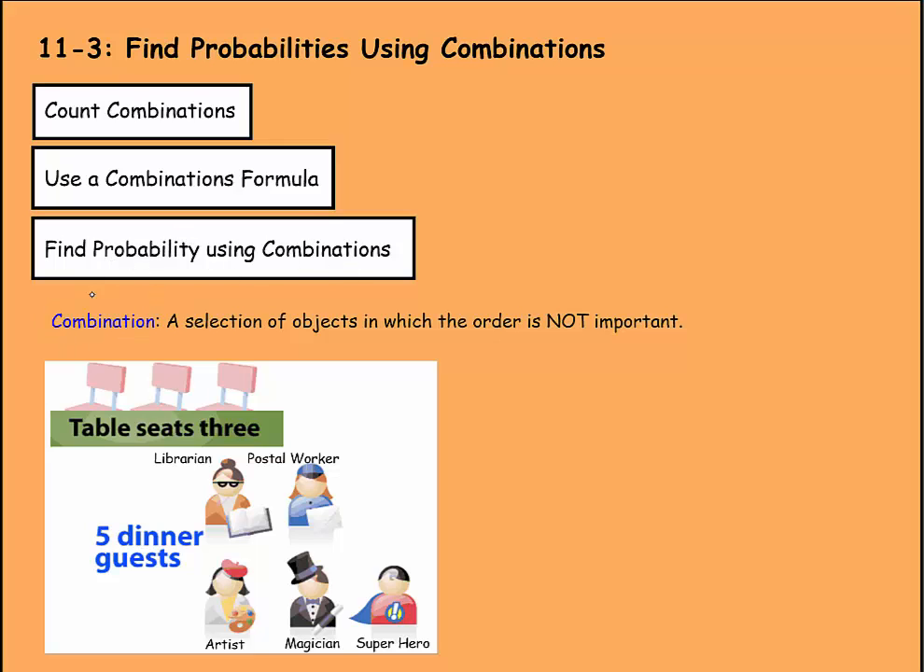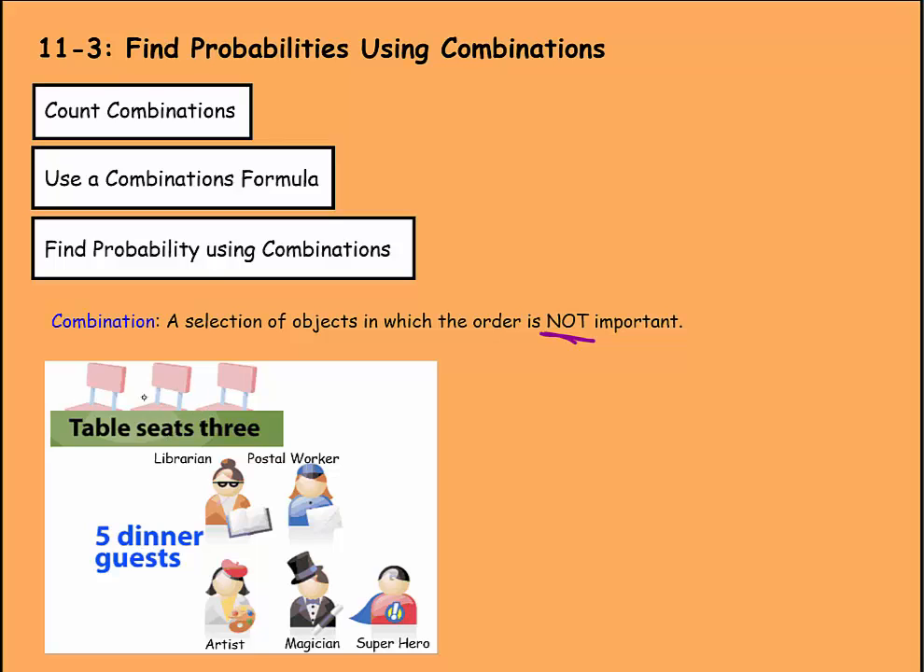So a combination is different from what we've worked with last lesson, which were permutations. A combination is a selection of objects in which the order is not important. In permutations, they were. Here's a situation where we would use combinations. You have 5 dinner guests to a party, and you have a table that seats 3. Which combinations of dinner guests do you want at the table?